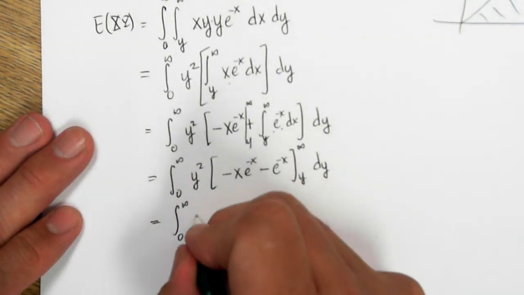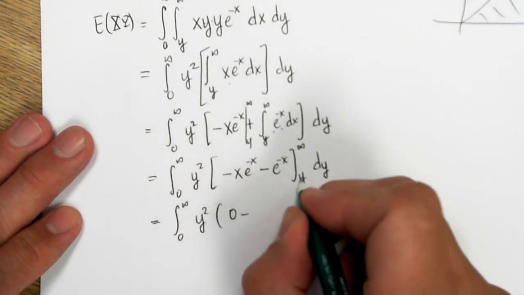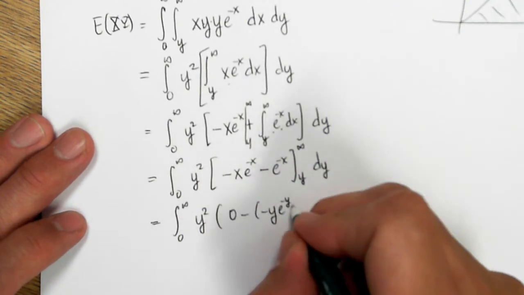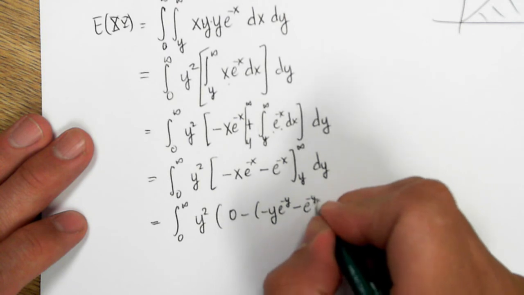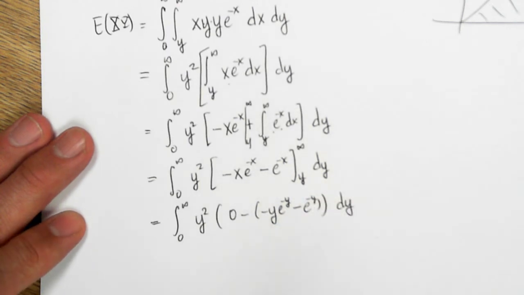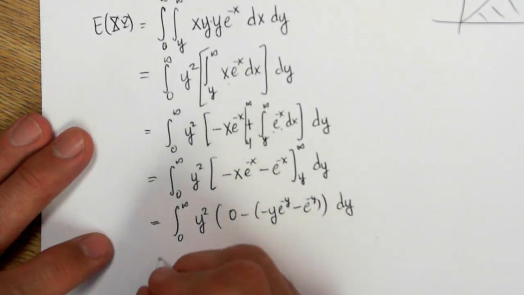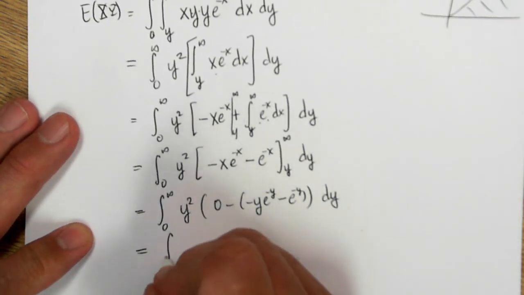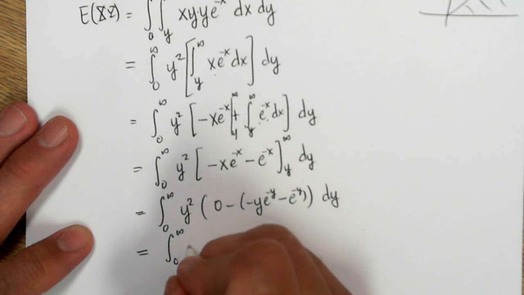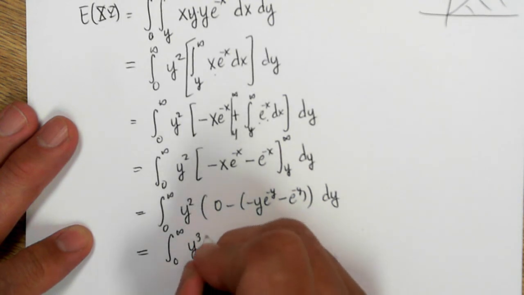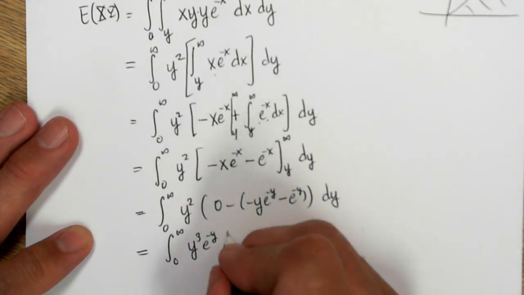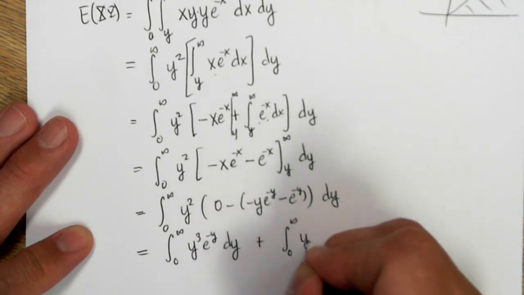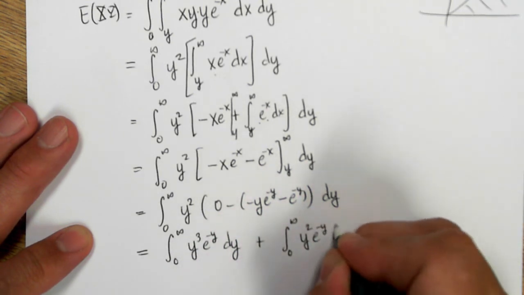All right, plug in infinity, I get 0. Plug in y, I get negative y e to the minus y, minus e to the minus y, dy. And so that's equal to integral from 0 to infinity of y cubed e to the minus y, dy, plus integral from 0 to infinity of y squared e to the minus y, dy.